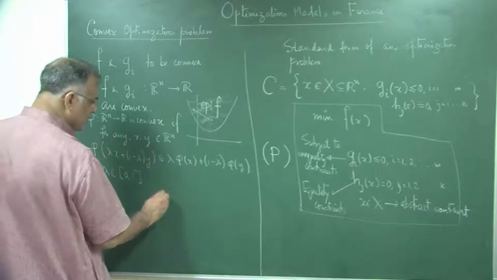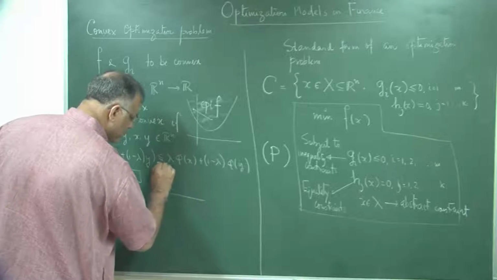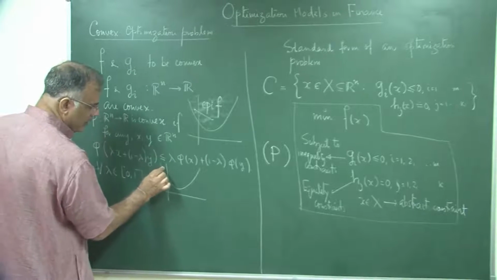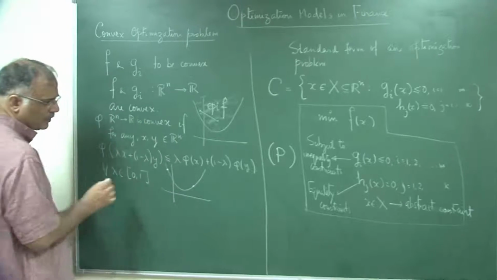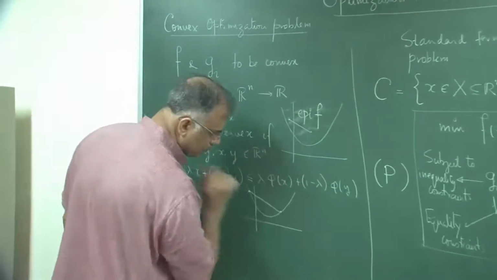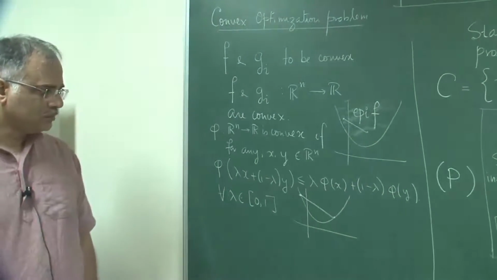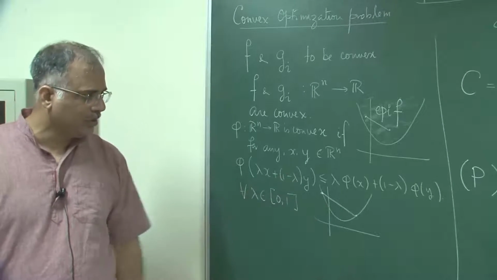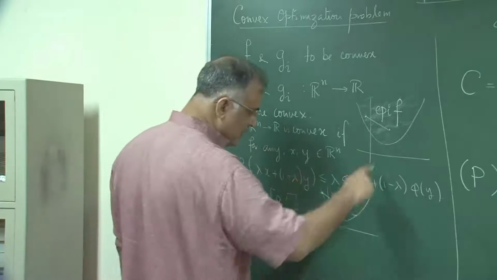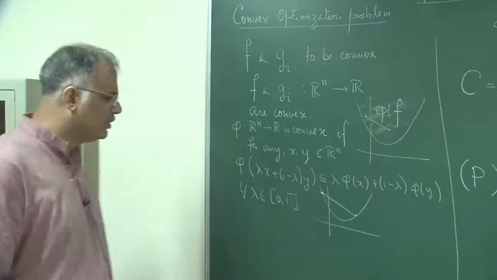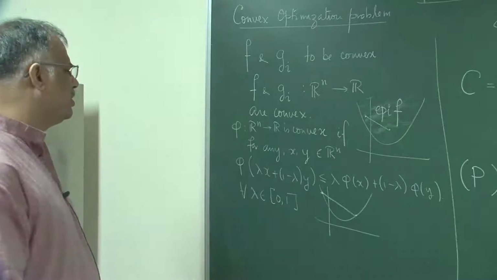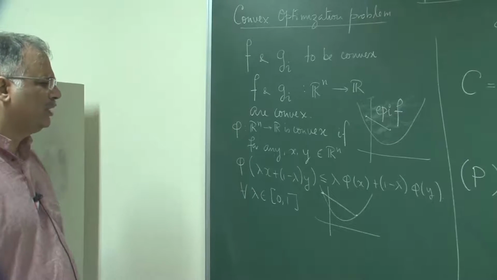This also means that if you take 2 points on the graph of a convex function and join them by a chord, then this chord always lies above the graph of the convex function. So this is a very, very important idea, a very important geometrical idea. This is essentially a geometrical idea.